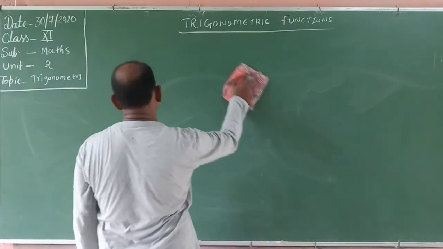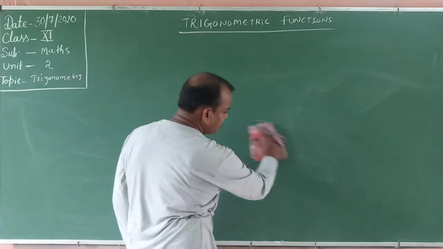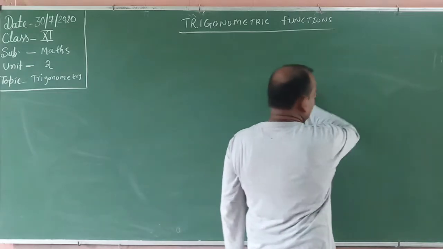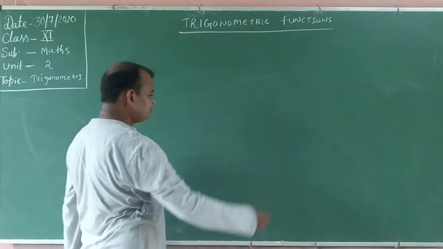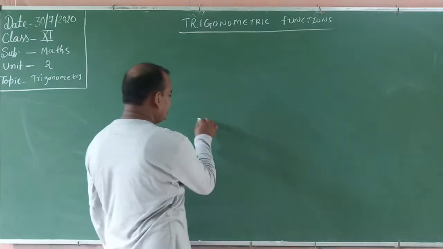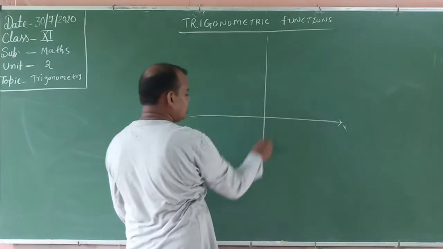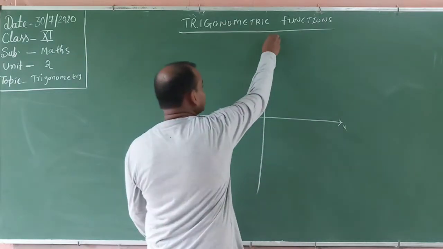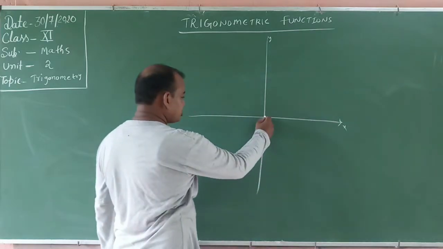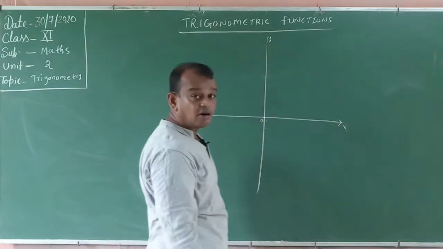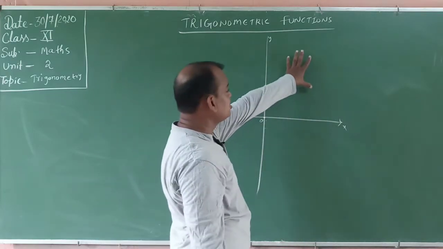You know the coordinate axis: the horizontal line is called the x-axis, the vertical line is called the y-axis, and the point of intersection is called the origin. The coordinate axis divides the plane into 4 parts. You know very well, but listen carefully. This is the horizontal line, called the x-axis. This is the vertical line, called the y-axis. Those two are mutually perpendicular lines. This point of intersection is called the origin.